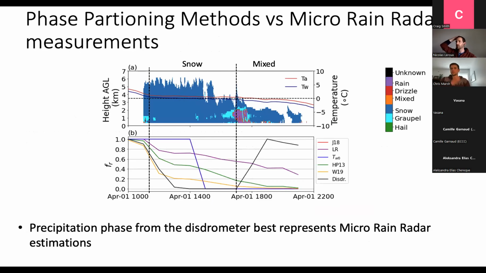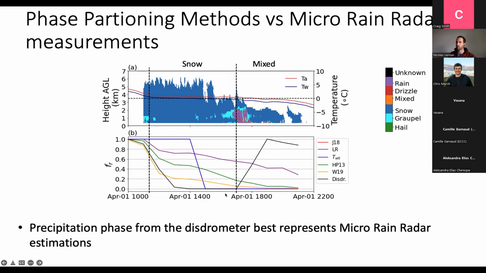So first I want to compare the different phase partitioning methods and how they represent precipitation at the surface. I just took an example of an event that we observed early April 2021. During this event, the first plot is the vertical profile of precipitation type estimated from the MRR. The first half of the precipitation event was mainly snow, which is in blue like that. And the second half of the precipitation is mainly mixed precipitation and rain.